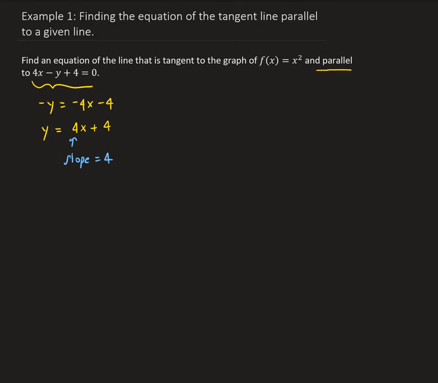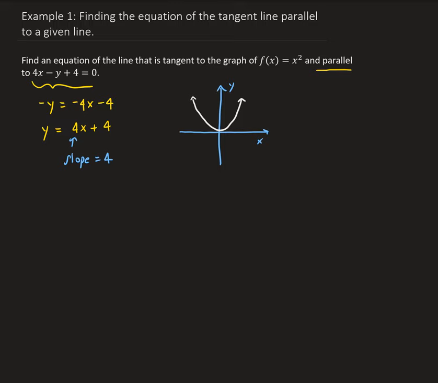So let's think about this graphically. Over here, I'm just going to sketch the function x squared. So x squared, in general, looks something like this. So what we need to do, we know the slope of the tangent line is going to be 4. So now we need to figure out which location that tangent line is going to be.